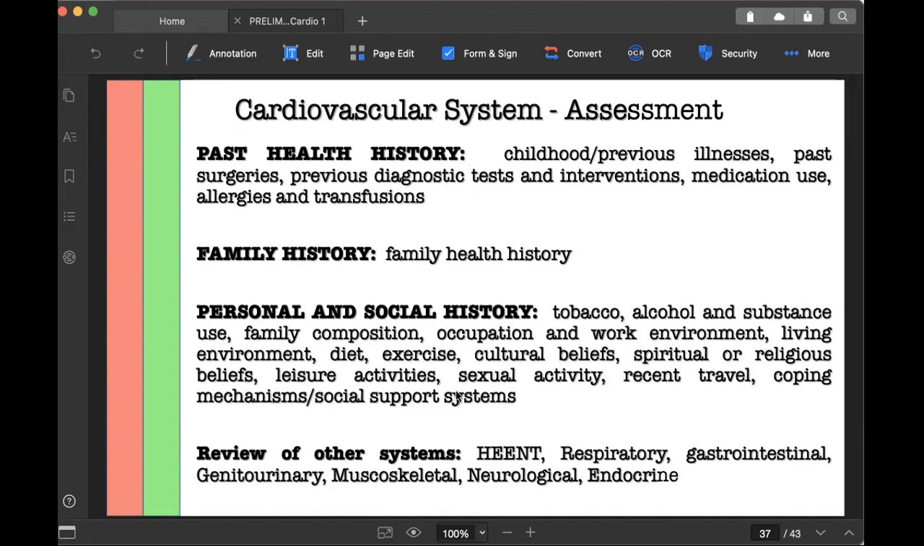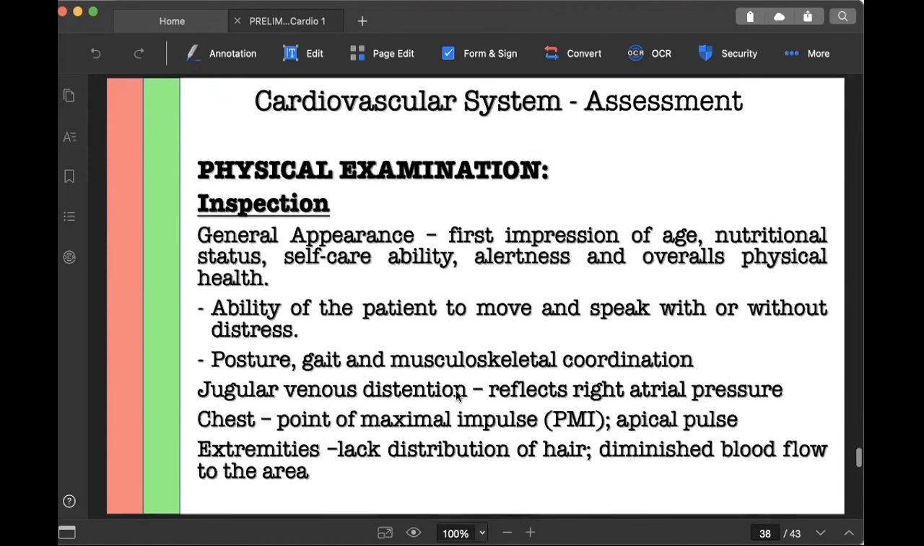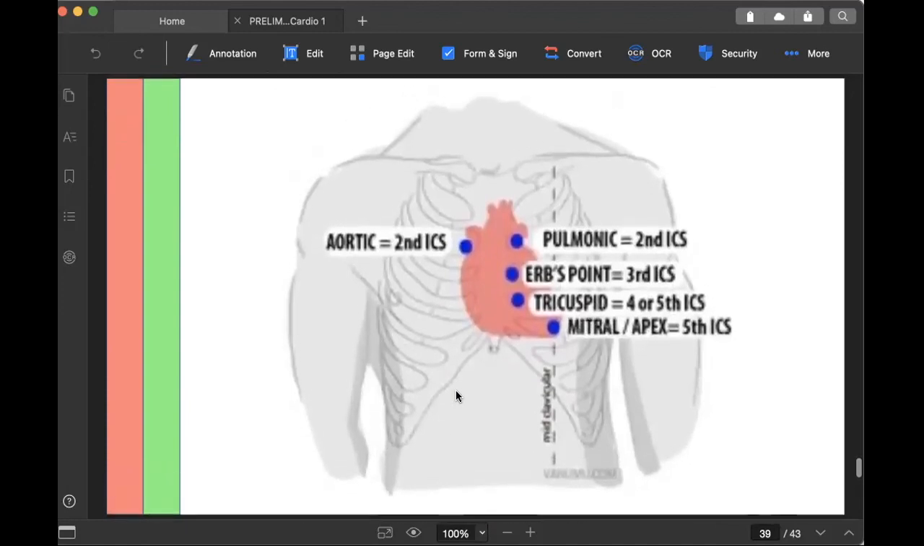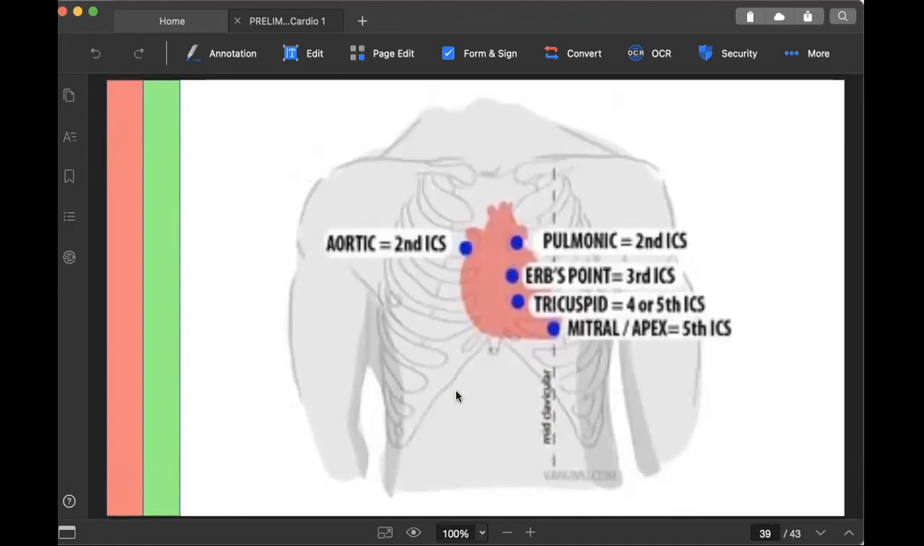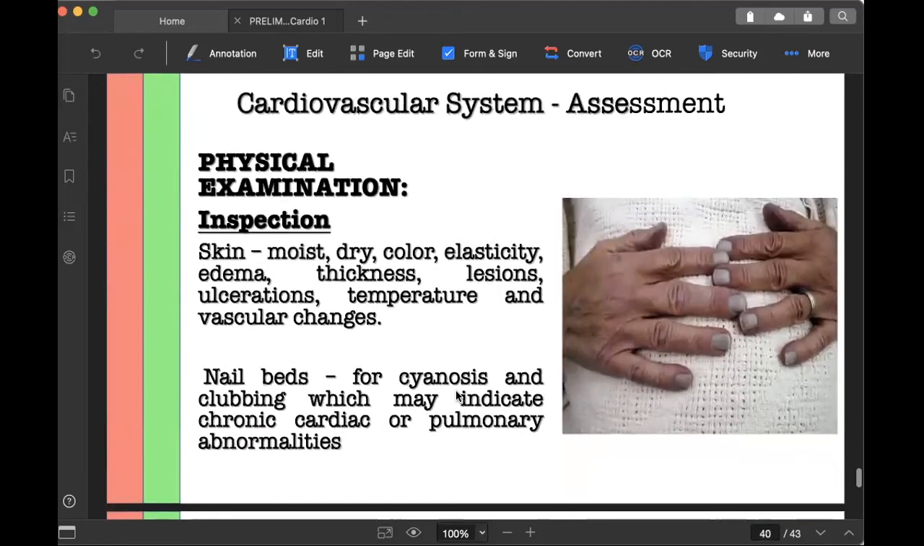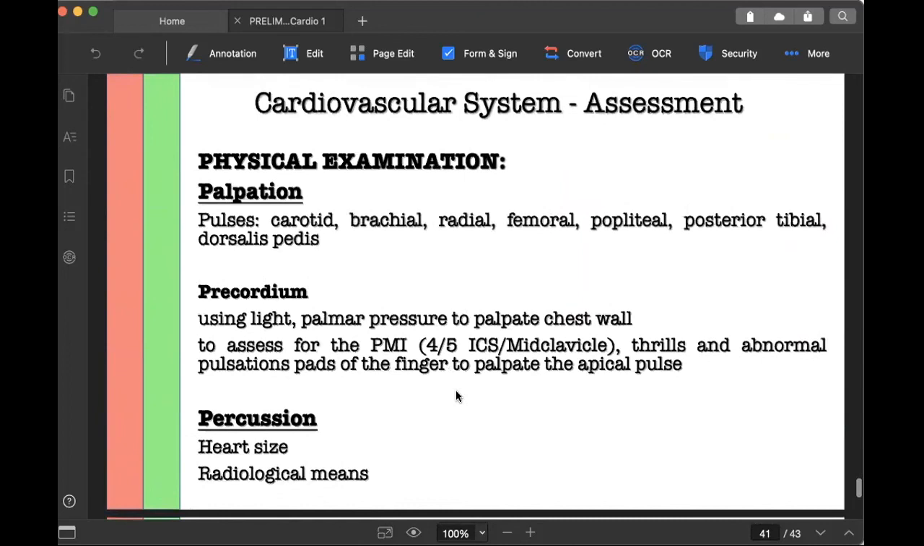We also have your review of other systems, the typical head-to-toe assessment, cephalocaudal assessment. You should be doing this one to your clients. Physical examination. In terms of this one, we will do inspection: the general appearance, posture, gait, jugular venous distension, the chest, the point of maximal impulse, and of course your extremities. Just like this one, I think Ma'am Arsenia will help you on how to properly place the leads for your ECG, so that there's going to be a proper ECG reading. Okay, you will be doing this on your RLE, as well as inspection, palpation, precordium, percussion. These things will be discussed properly.